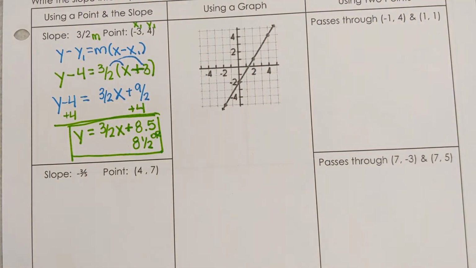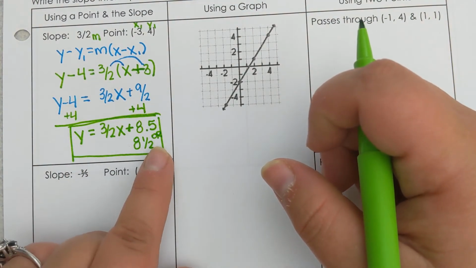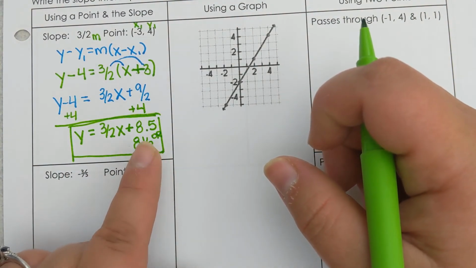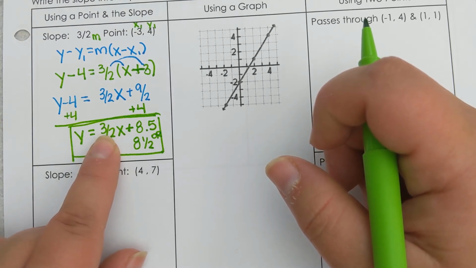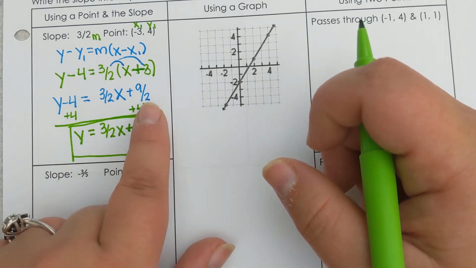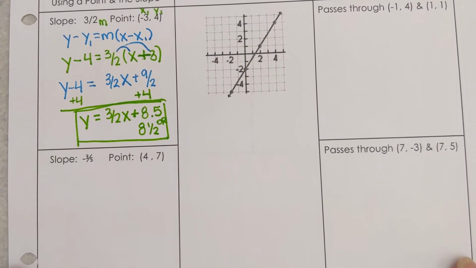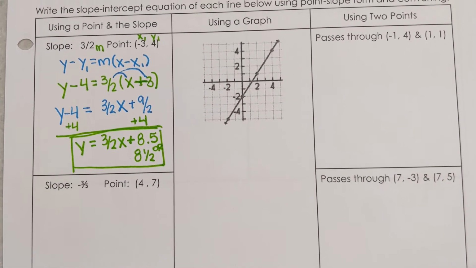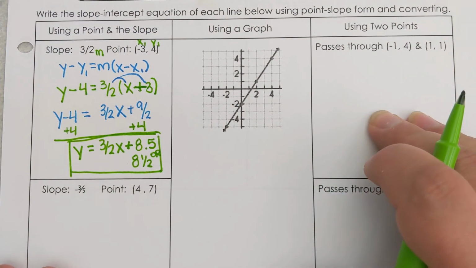And basically what that means is if we wanted to go graph this, we would start at 8.5 on the y-axis and go up 3, right 2 to graph the line. And it's so much easier to graph this than it is to graph this. Okay? So we have a more useful equation of the line. Alright, what I'm going to do is go ahead and do a graph so you can compare the processes and then do the 2 points.